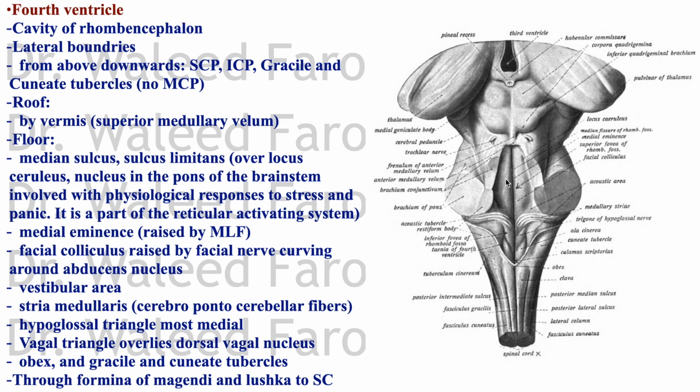There's a medial eminence. This eminence is the medial eminence. It's raised by the medial longitudinal fasciculus. We will study this in the structure of the brainstem. And a facial colliculus. See, this is the facial colliculus. It's raised by the facial nerve curving around the abducens nucleus. Vestibular area, stria medullaris or medullary stria.